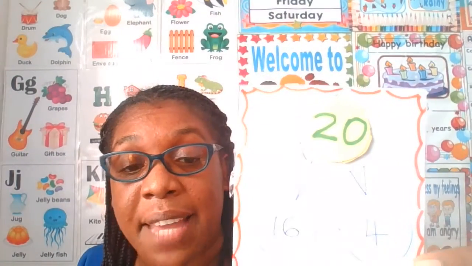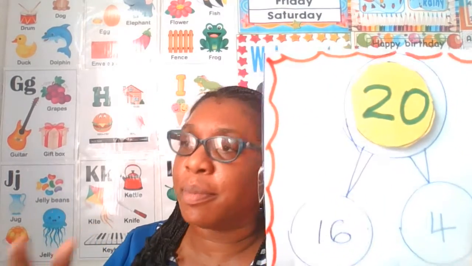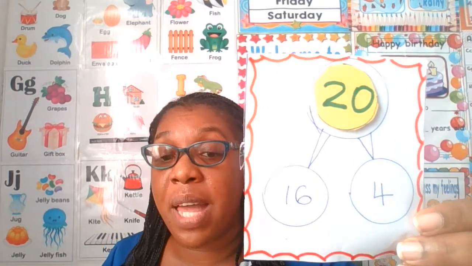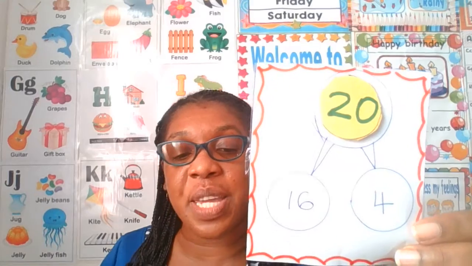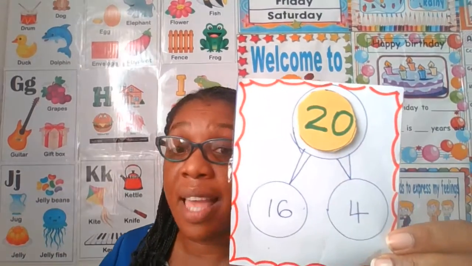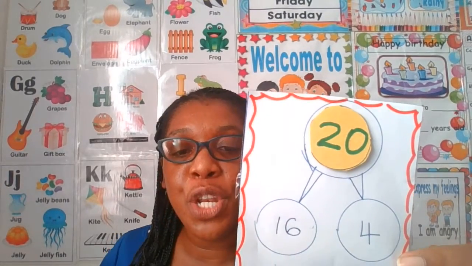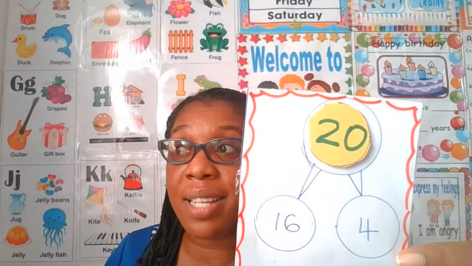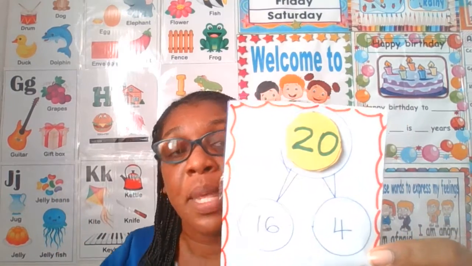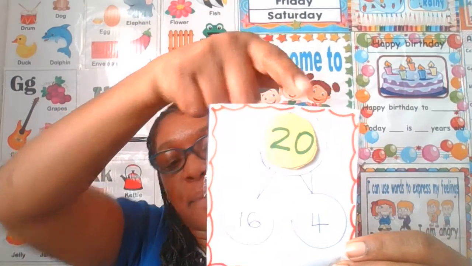16 plus 4 equals 20. Number bonds, number bonds, that make 20. 16 plus 4 is equal to 20.